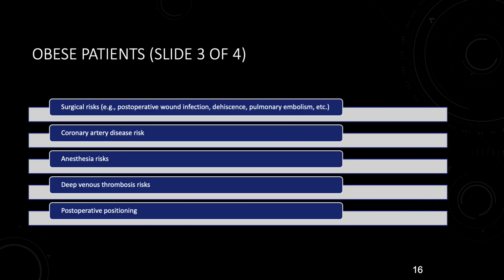Now, obese patients are also at a higher risk for post-operative wound infection. I mentioned dehiscence, also pulmonary embolism, anesthesia complications, respiratory failure, deep vein thrombosis, and anastomotic leaks. Anastomotic leaks, there we're talking about if we've taken out a piece of intestine and we're going to put those two ends of the intestine back together, there is a higher chance that that anastomosis could be compromised.